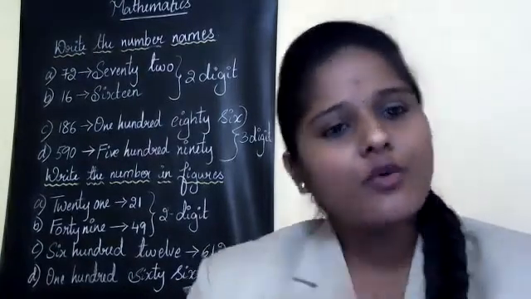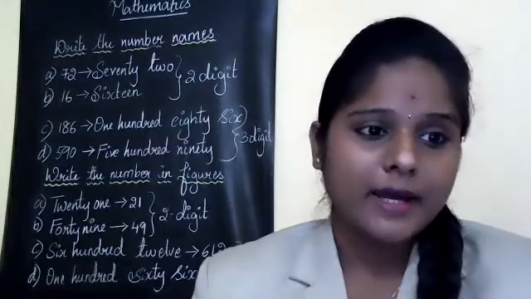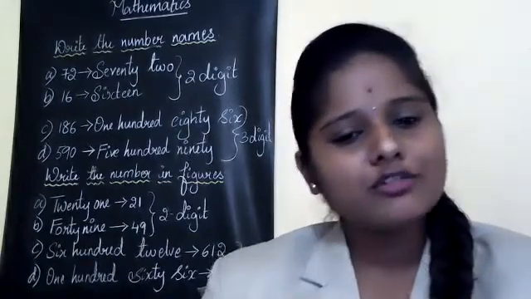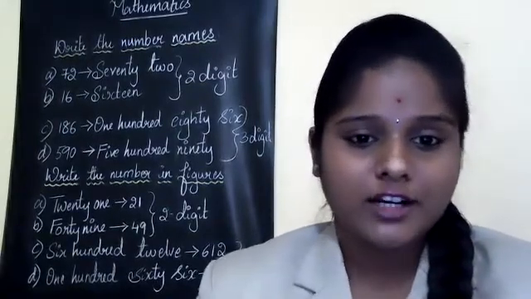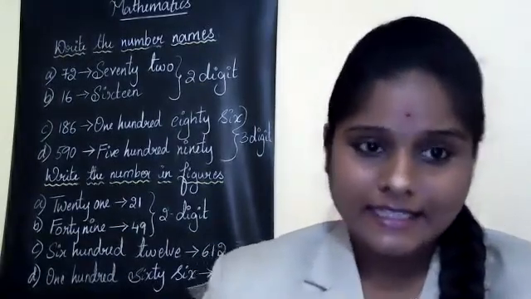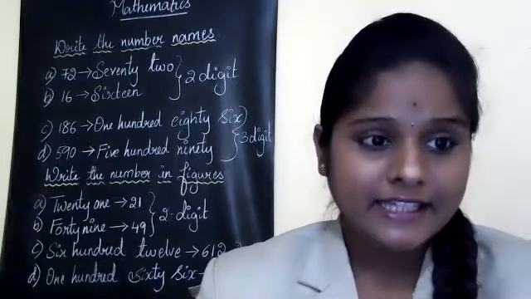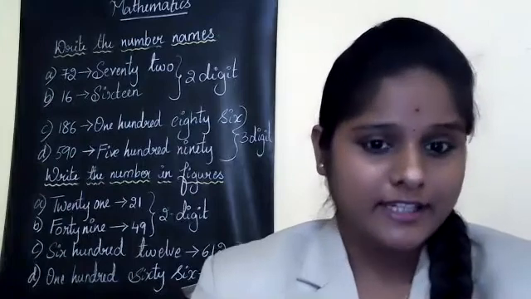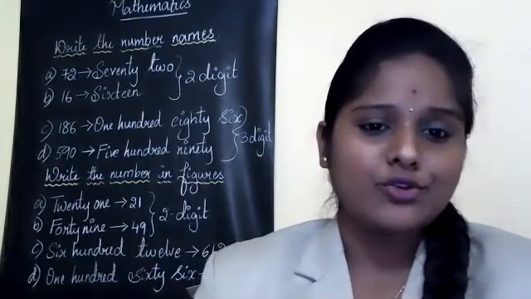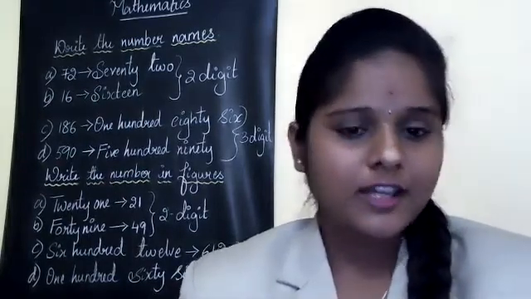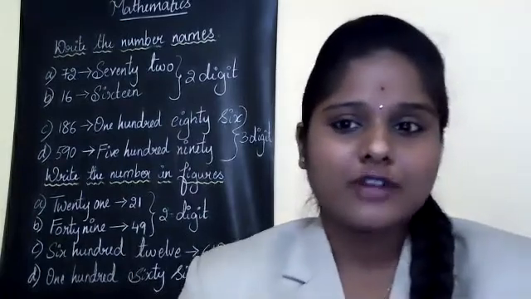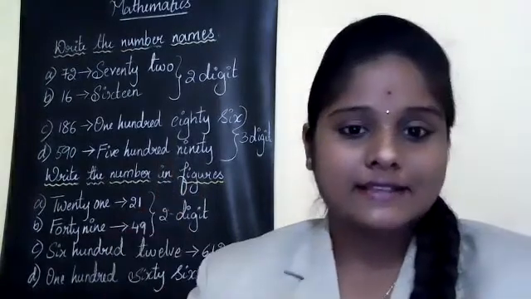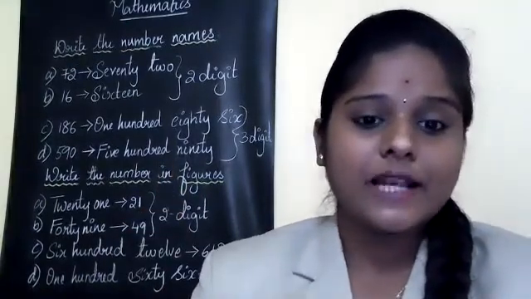Okay. So now what will this 7, 2 become? 72. And how to write 72 in words? Yes. S, E, V, E, N, T, Y. 70. T, W, O. 2. Okay. So this is how we are going to write 72. Now move to the second example, that is example B.